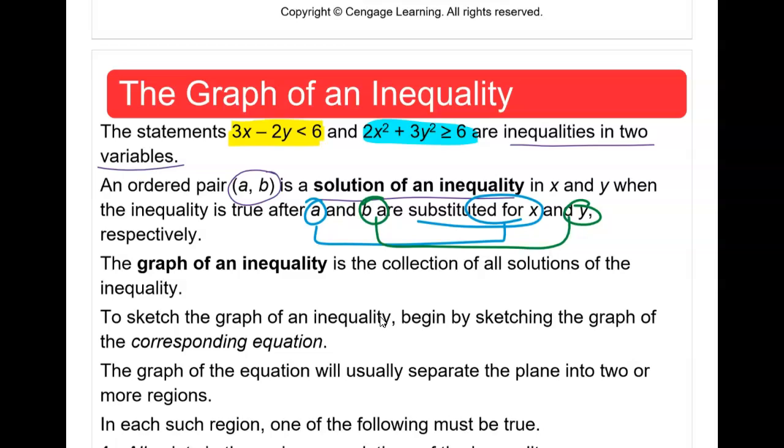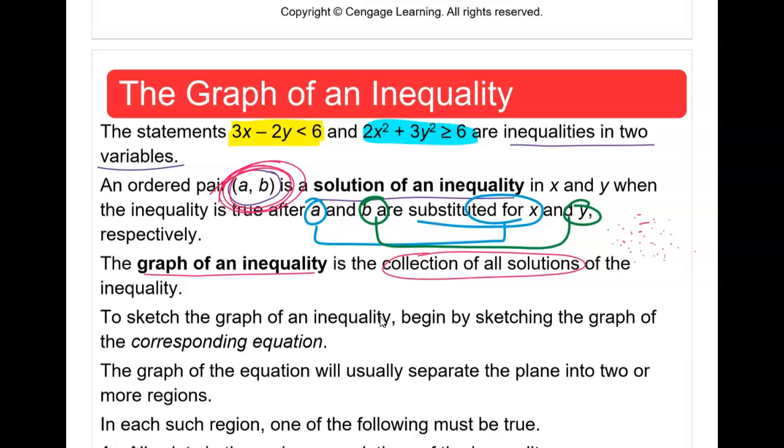If we're talking about a system of inequalities, then it will have to be true for whatever inequalities we have. The graph of an inequality is going to be the collection of all of those solutions, all of those points for any numbers A and B that satisfy the inequality. When we put them all together, and you will see in a minute, they are going to form an area, and we will be shading or coloring that area.